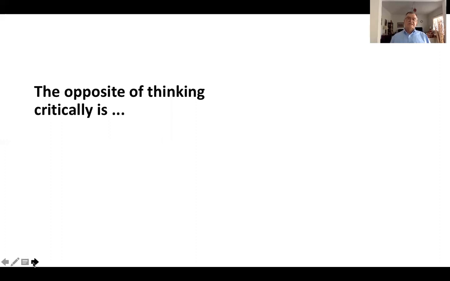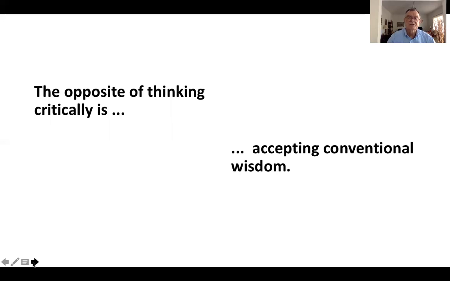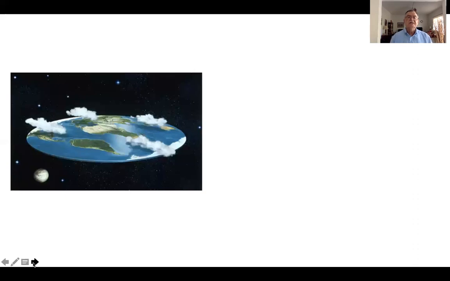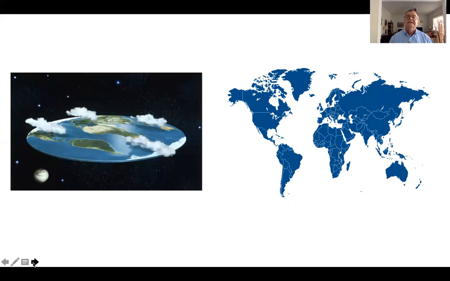What's the opposite of thinking critically? Well, basically it's non-thinking or accepting conventional wisdom. And this is what we do most of the time. We accept conventional wisdom. But throughout history, people have questioned the conventional wisdom. For example, the earth is flat. People started to question that. The continents cannot move. They were always in this position. Again, these have been questioned and disproved. And we can go on and on.